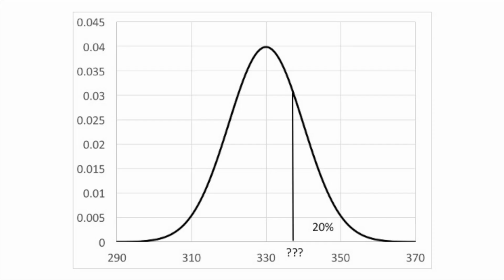So here's the distribution of weights of offensive linemen. Of course, you see the center is 330 pounds, which is the mean. I just drew a line that I thought kind of looked like about 20% of the distribution. Remember, the question is, what weight do you need to put you in the top 20%? And I put question marks under that because we don't know what that weight is.